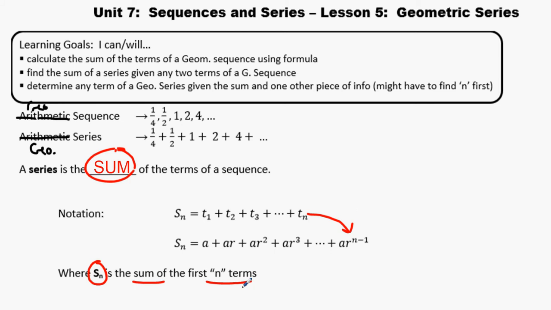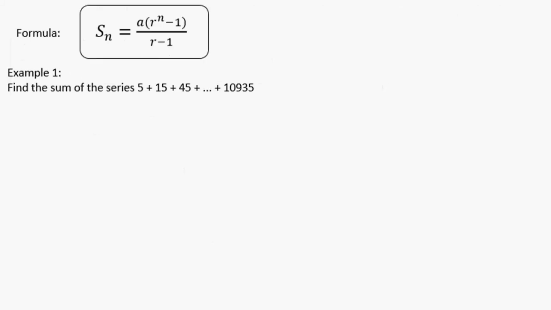Alright, so what's the formula? The formula is right here. Only one formula here: A bracket R to the exponent n, minus 1, over R minus 1. So we're going to do 3 examples here. We're going to go medium, mild, and spicy.